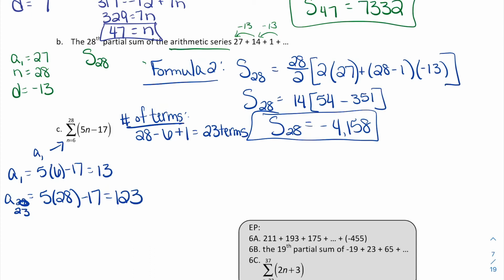Okay, so now to find the sum of these 23 terms, we're going to take n, which is 23 divided by 2. My first term is 13. My last term is 123. And when I add those together, I get... Oh, where did that go? 1,564.